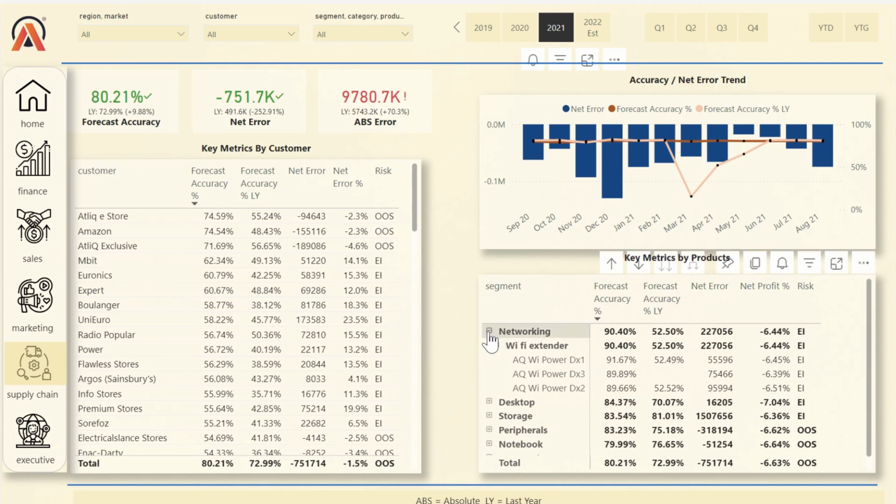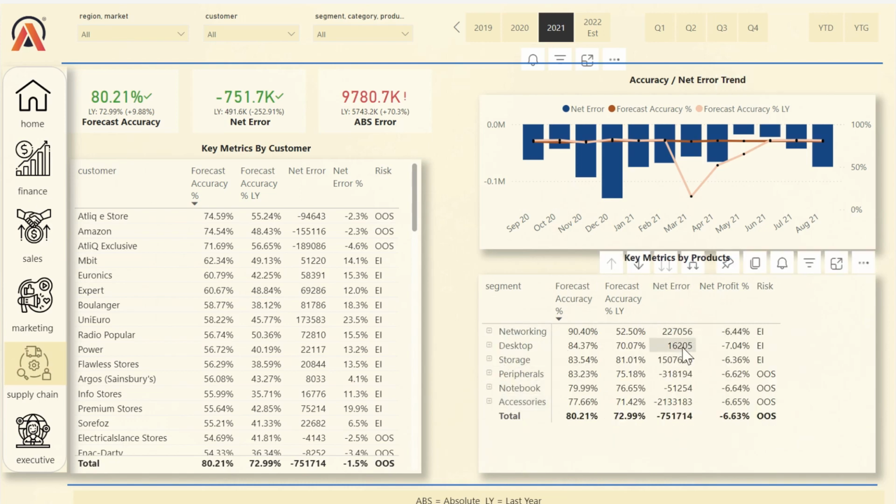So let's jump to the last table. In here is basically the alignment of the different product categories with the supply chain measures like forecast accuracy last year, net error, net profit percentage, and the risk.